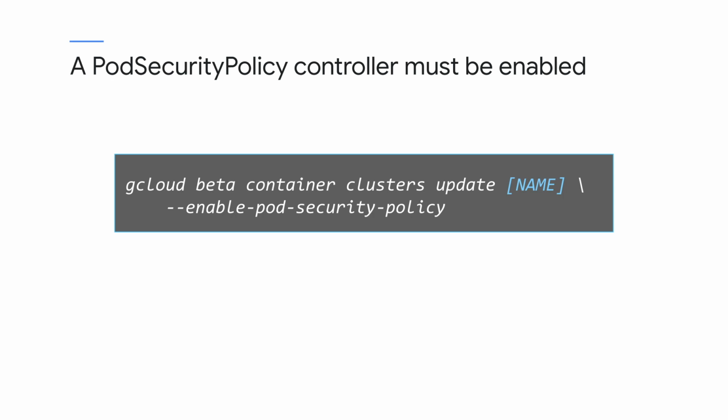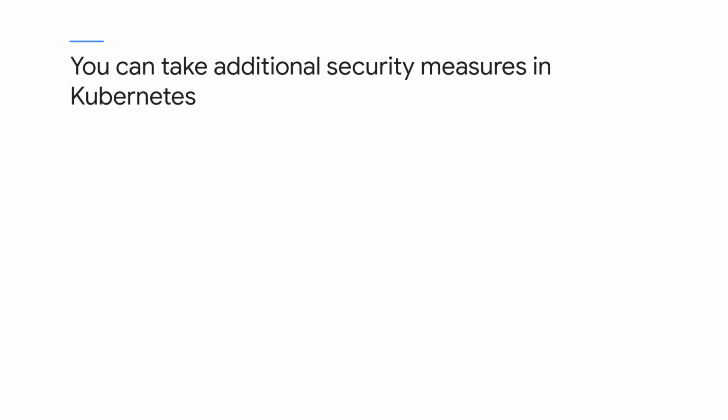If you choose to use pod security policies, first define them, and then enable the controller with the gcloud command shown here. Name represents the name of your cluster. You can take additional security measures in Kubernetes, and many of these are enabled by default in GKE, especially if you choose to run recent versions of Kubernetes in your GKE cluster.